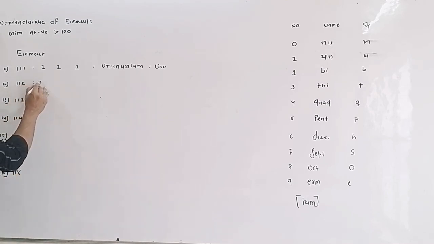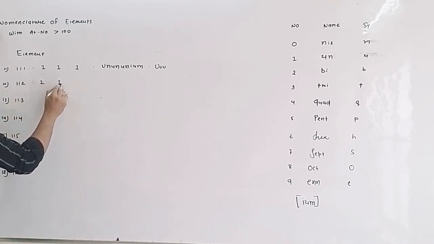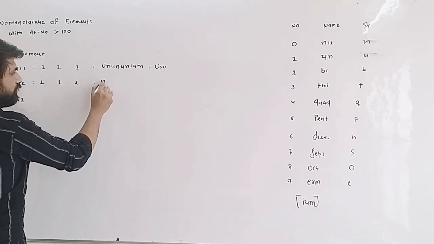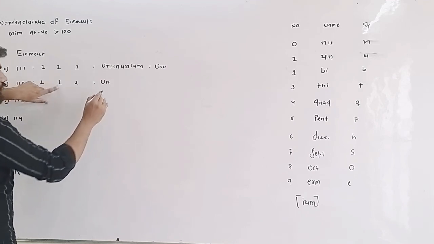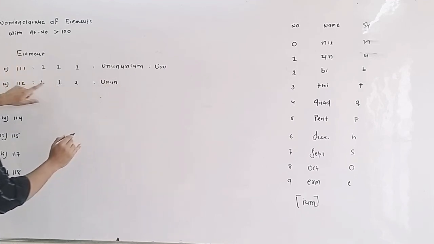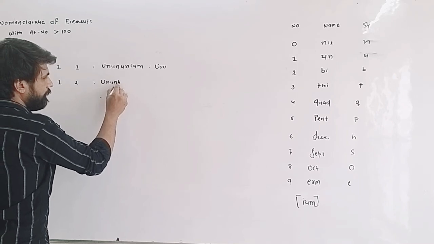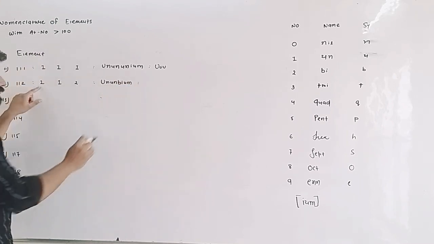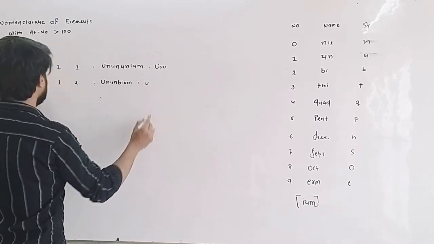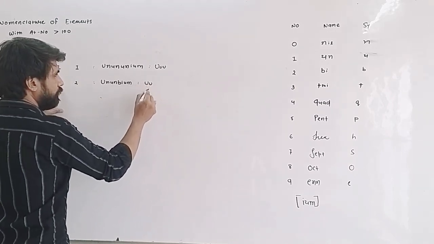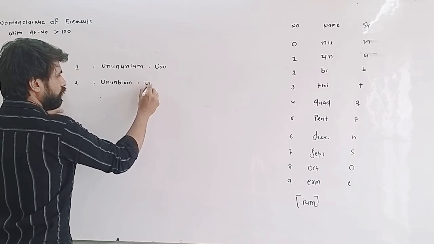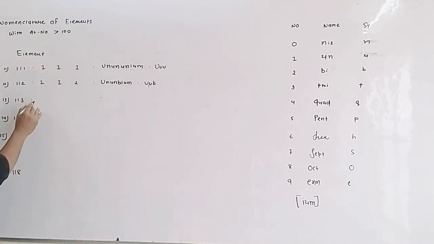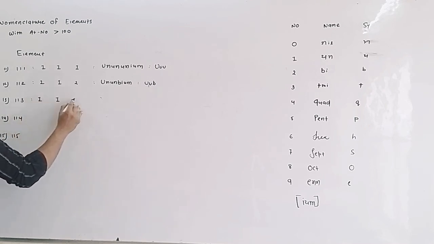1, 1, 2. What is the 1? 1 means un. So here it is un. Again 1, so here it is un. Then 2 means bi, and ium. So what is the symbol? 1 means U. Again 1 means U. Okay, na? 2 means B. UUB.